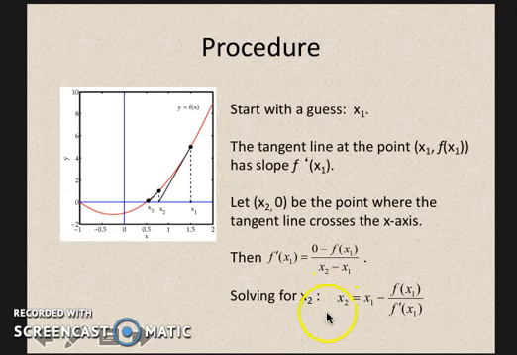So this is our next point closer to the zero. When we repeat the same process, when we draw the tangent again, we will get x3. So we will get x3 equals x2 minus f of x2 over the derivative of the function at x2. After some iterations, it will converge to the real zero, the actual zero of the function.